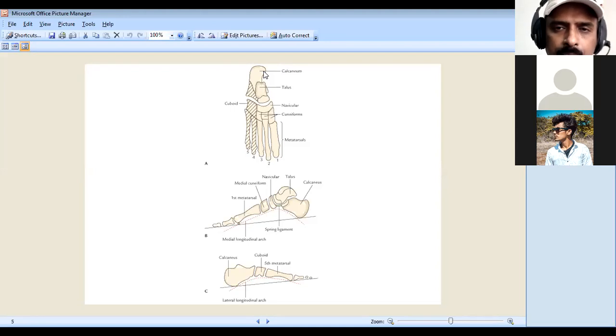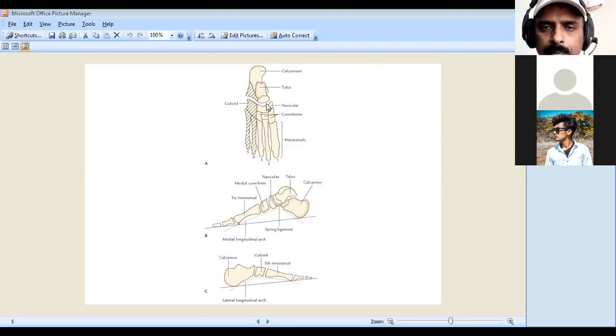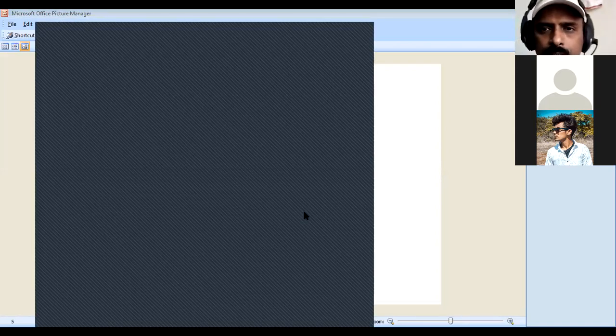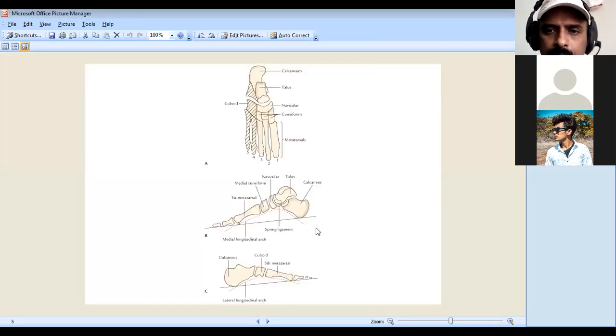Then the main joint in this arch is the talocalcaneonavicular joint, that is, the talus, calcaneus and navicular joint. So this is about the pillars, anterior pillar and posterior pillar, then the ends, anterior end and posterior end, and the main joint that you have to remember.